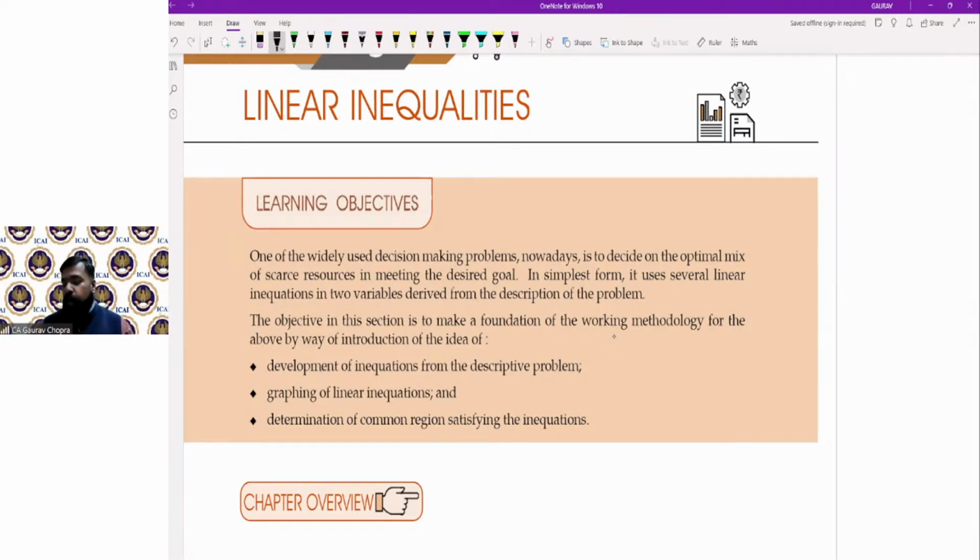Welcome everyone to the new chapter of CA Foundation, paper 3, Linear Inequalities. This is a very small topic, and the average weightage of this chapter is 1 mark. Normally, one mark question comes from this chapter on an average. Sometimes two can also come, but yes, the average weightage is 1 mark. This chapter is basically a graphical based chapter, which you might have studied in your lower classes. So we will be doing it from all the basics.